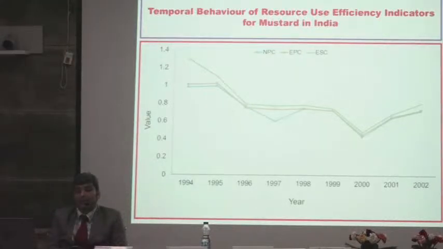And our indicators are also less than unity, less than 1. In the case of wheat, these are above and below 1, but in the case of mustard, these are mostly less than 1. So this reflects that we should shift resources from wheat to mustard. In mustard, resources can be more efficiently utilized.